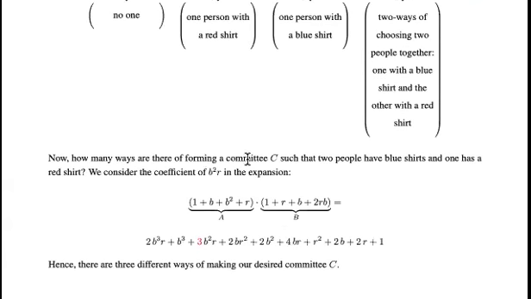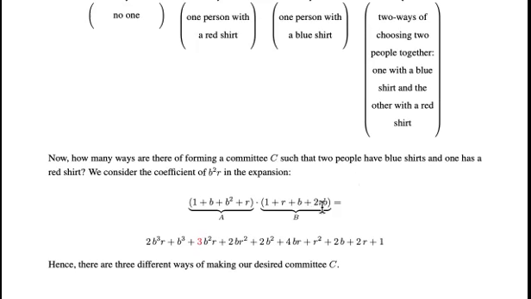So maybe we want to form a new committee that has two people with blue shirts and one with a red shirt. So that means we're looking for the coefficient of b squared r cubed. So this example just shows you that we don't just have to use x's per se, but we could do other things as well and have different kinds of things interplaying.